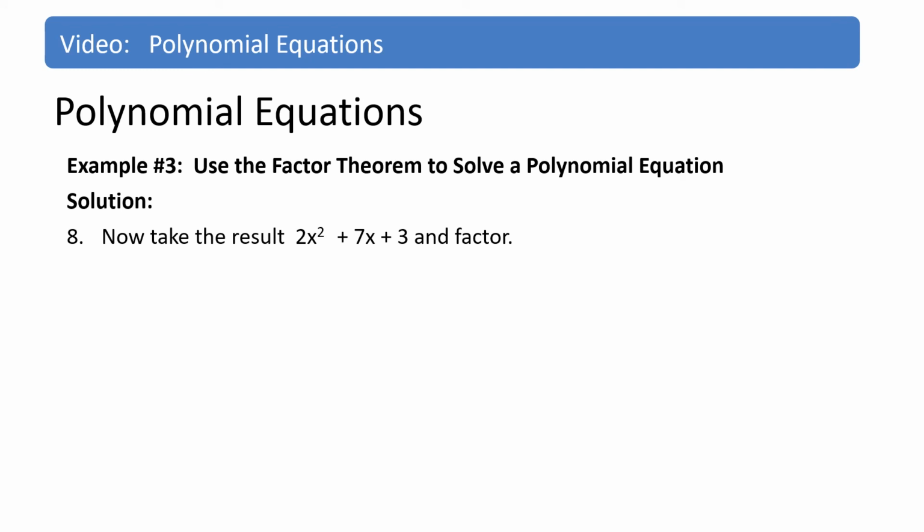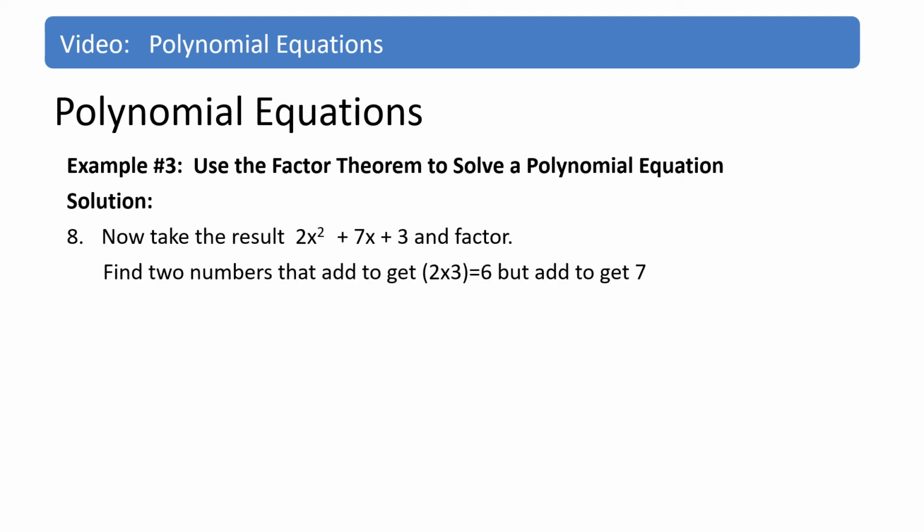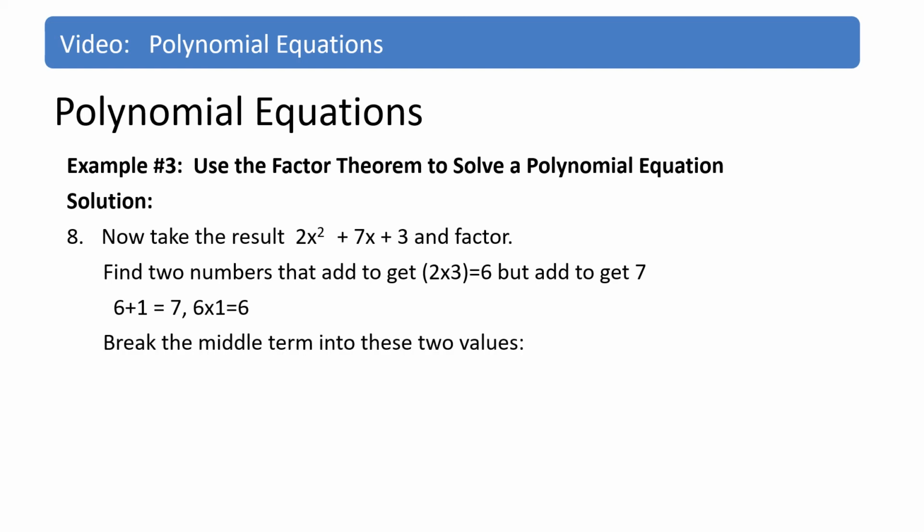Take the result, 2x^2 + 7x + 3, and factor. Find two numbers that multiply to get the first value, 2, times the last value, 3, which is 6, but add to get the middle number, 7. Well, let's check. We know that 6 plus 1 is 7, and 6 times 1 is 6. So we've got our two values.